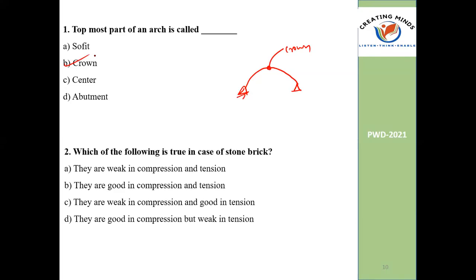Next, which of the following is true in case of a stone brick arch? Option D, yes. Very good, Kiran. Option D is right. They are very good in compression but weak in tension. This is a masonry type of arch. Masonry is very strong in compression but weak in tension. So it may be a stone masonry or a clay brick masonry arch. All types of masonry arches are very strong in compression but very weak in tension.